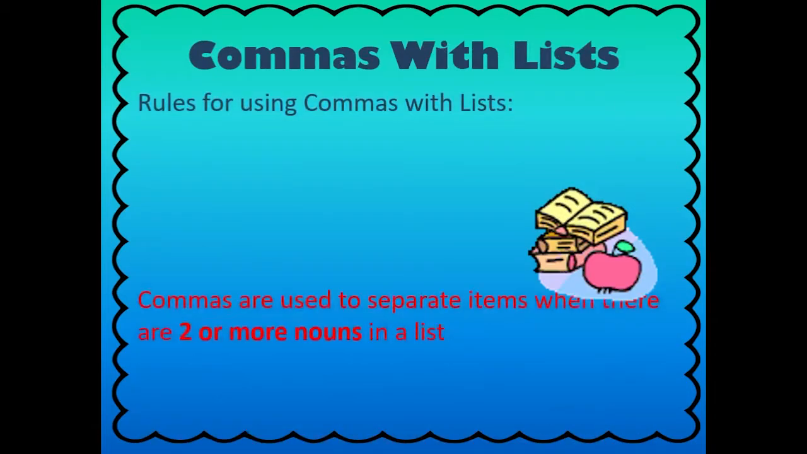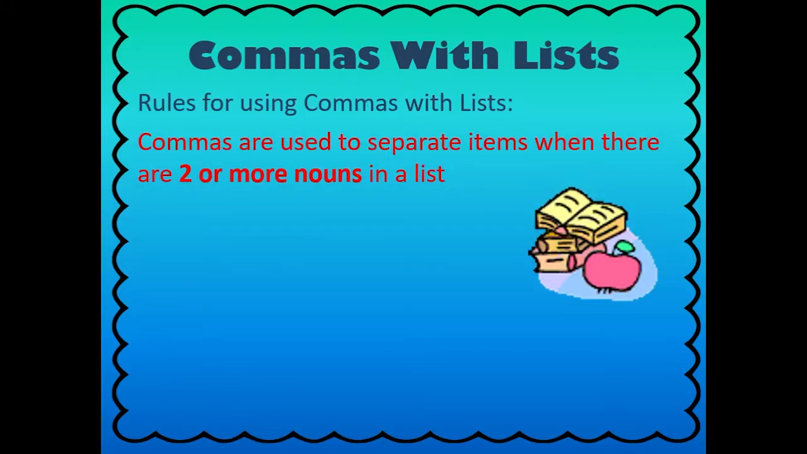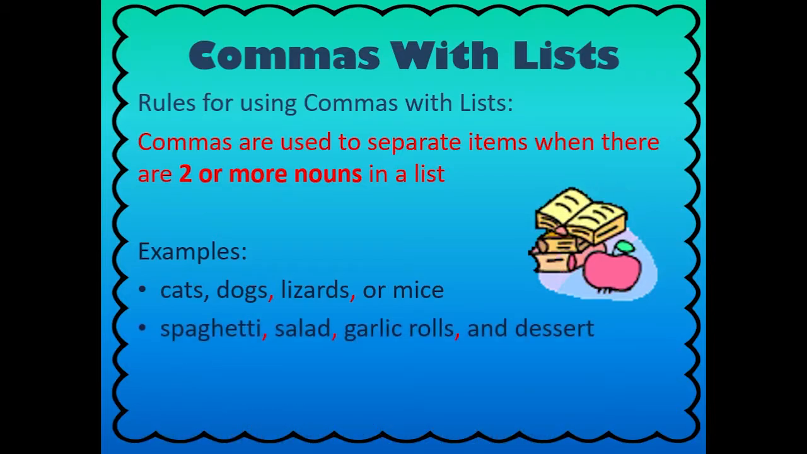Rules for using commas with lists. Commas are used to separate items when there are two or more nouns in a list. So two or more items in a list is when we use commas. So for example, such as cats, comma, dogs, comma, lizards, comma, or mice. Or even spaghetti, comma, salad, comma, garlic rolls, comma, and desserts. These commas separate these items from each other.